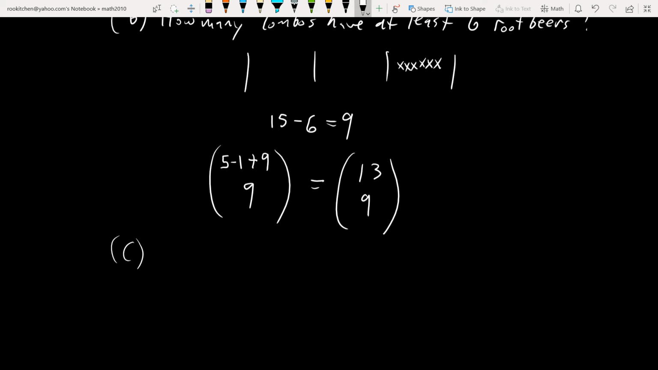So the main problem they're going to worry about is kind of the complement of that problem, which is a bit more tricky, but if you use subtraction, you figure it out easily. They want to know how many combos have 6 or less root beers. Essentially, how many combos have 5 or less? The store only has 5, the back room only has 5 root beers left. How many of these combinations can you make given that you only have 5 root beers to distribute?